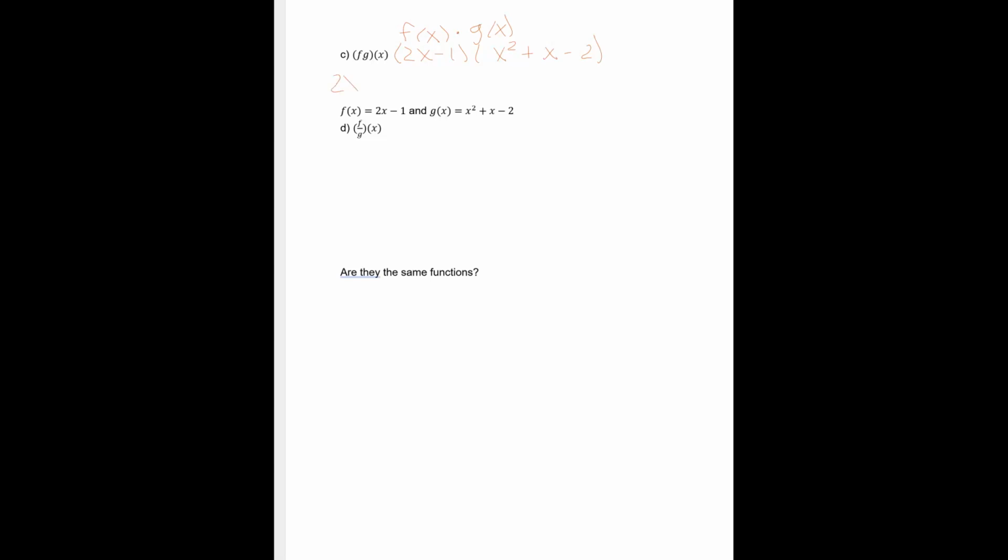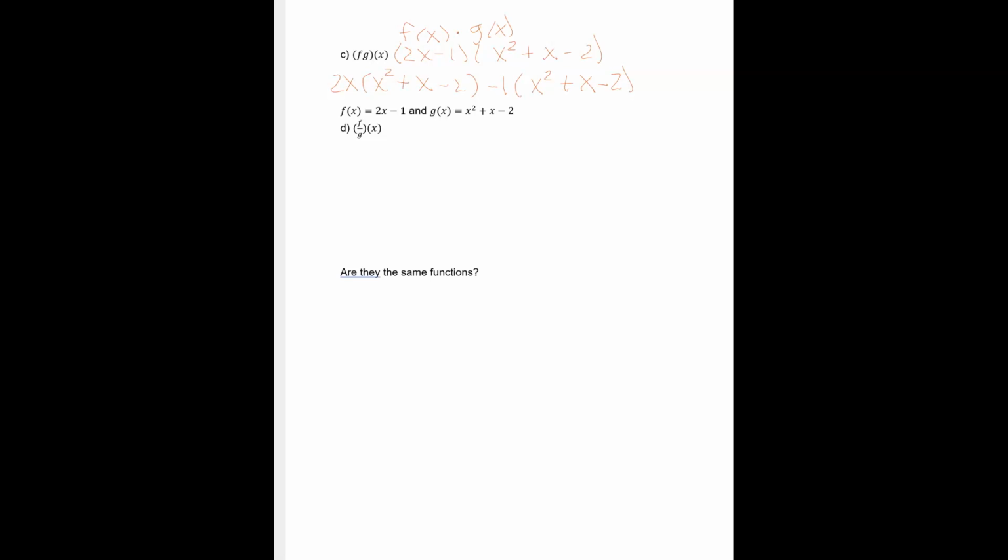So I do 2x times, excuse me, x squared plus x minus 2. And then minus the -1, and then the same thing, x squared plus x minus 2. Now all we got to do is just distribute the 2x and then distribute the -1.